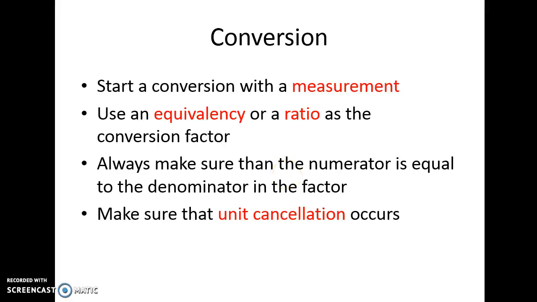So always start your conversion with a measurement. Use an equivalency or an equal statement to make your fraction that we call a conversion factor. A ratio, saying 2 boys to 3 girls, can be used to make a conversion factor. Anything where it's this goes with that. Always make sure that the numerator is equal to the denominator in the factor, and that unit cancellation occurs.